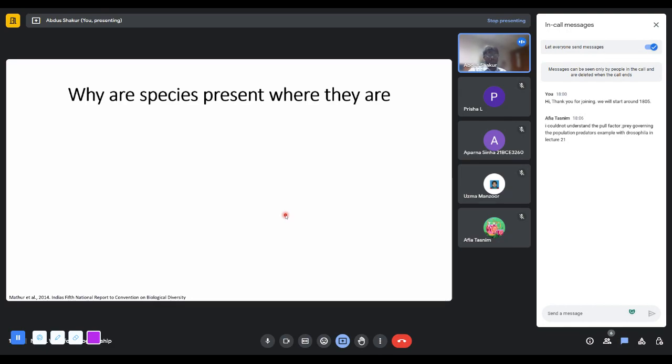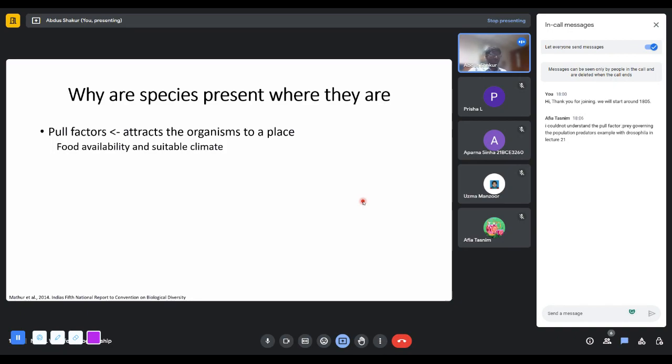Now, since we are discussing biogeography, or the distributions of species, the question comes: why are species present where they are? Why is a species not present in other regions, or why is a species present in particular regions? There are a number of factors, as we were discussing. They can be grouped into pull factors and push factors.